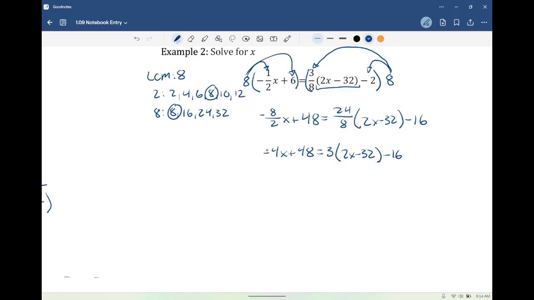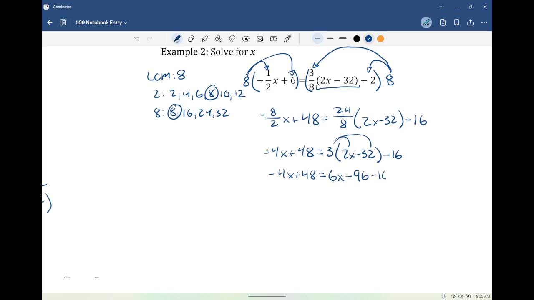This is something almost identical to what we would have seen yesterday. I'm going to distribute, combine my like terms, and start my inverse operations. We did this yesterday. So, distribute in. Negative 4x plus 48 is equal to 6x minus, help me out. What is negative 32 times 3? Just don't forget your sign. Negative 96.